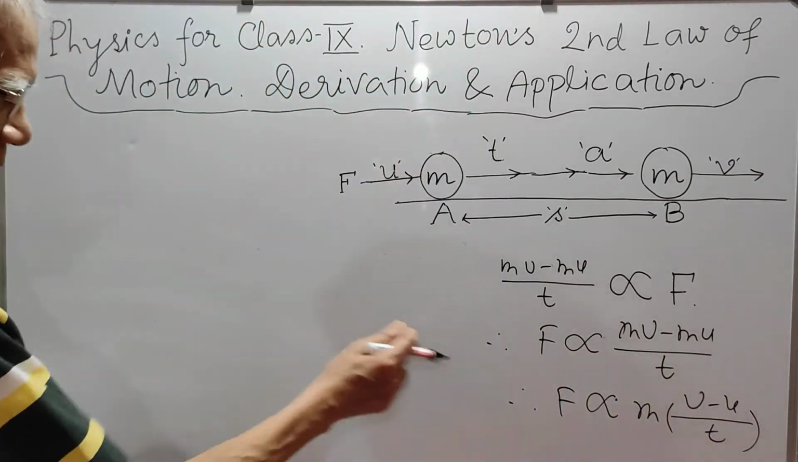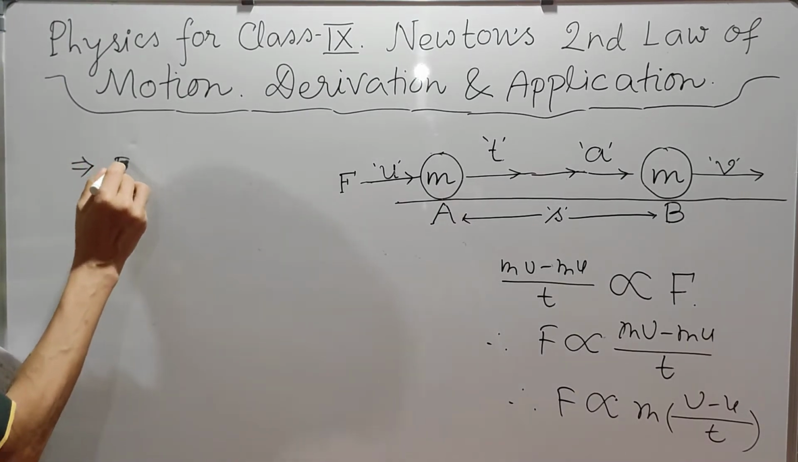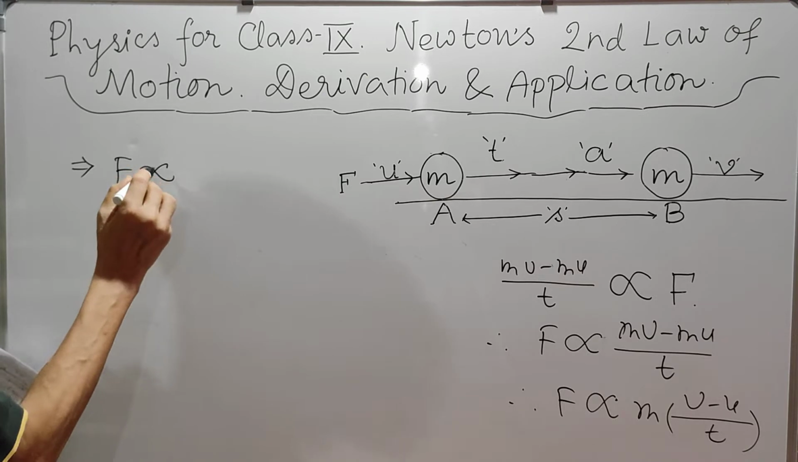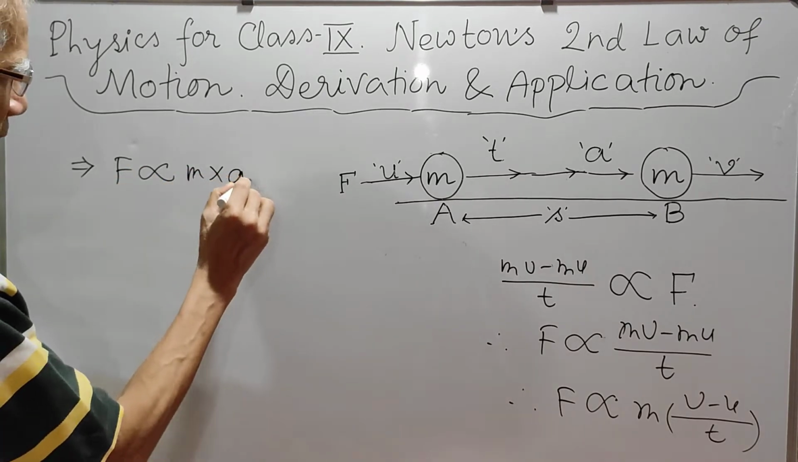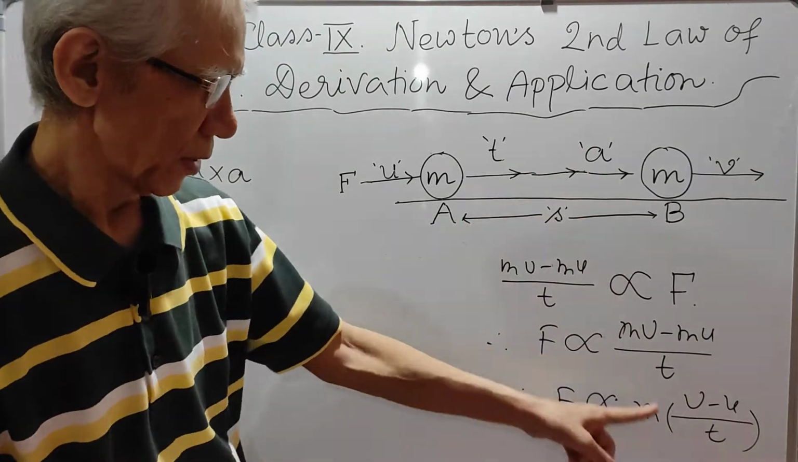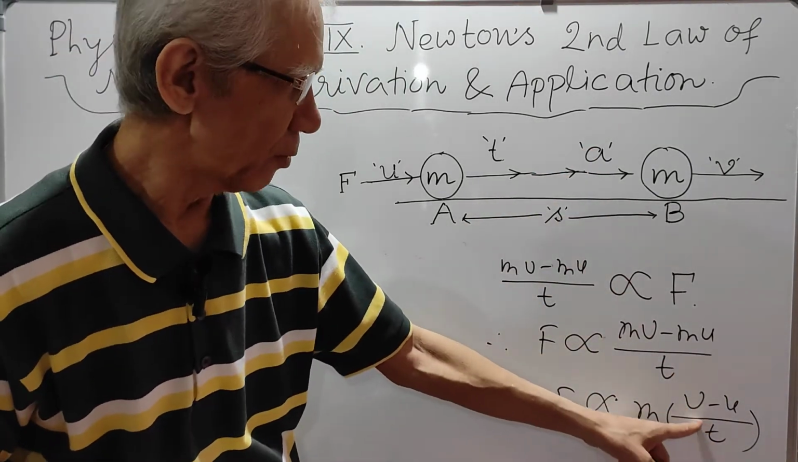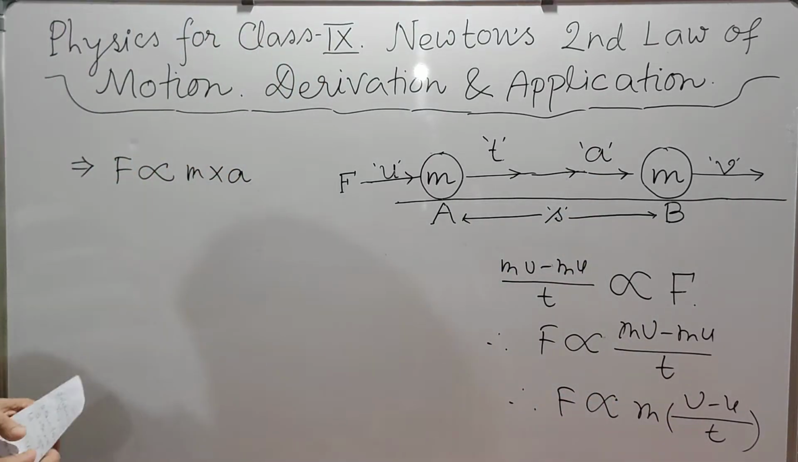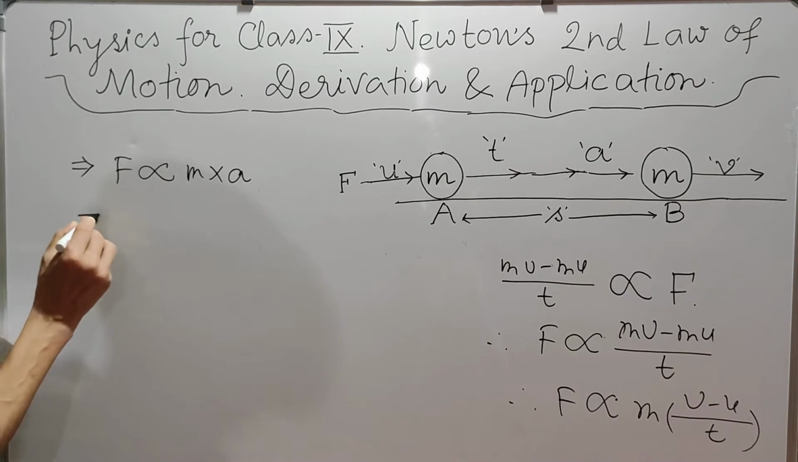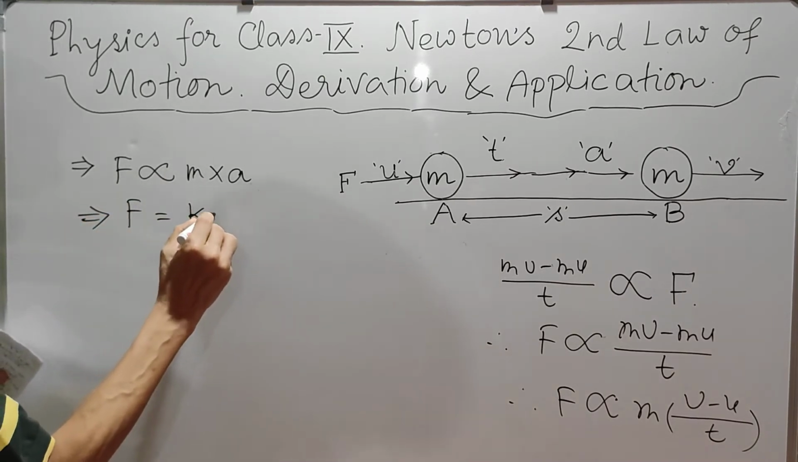So now I am writing here. We get F directly proportional to m into a. So (v minus u) by t is replaced by a, because that is the formula for acceleration. So F is proportional to ma. Thus we get F equal to kma.